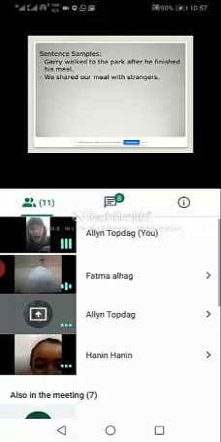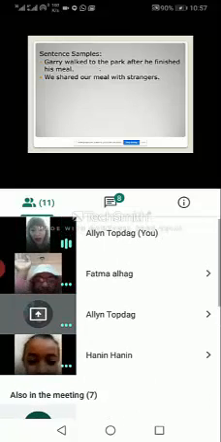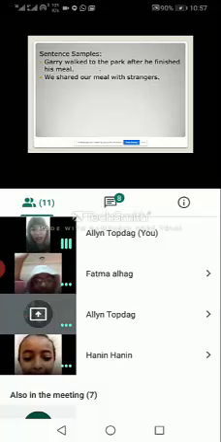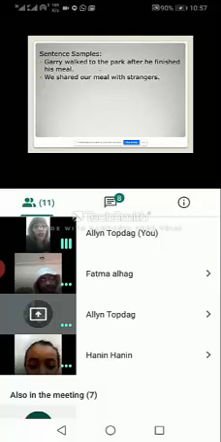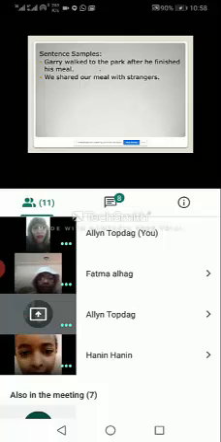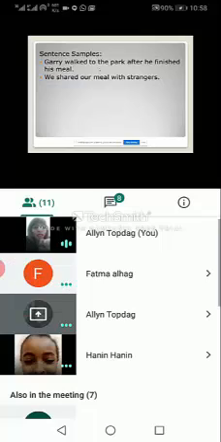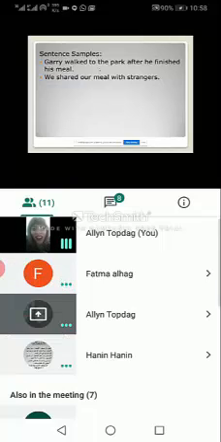Who can read the second sentence for me? Rahaf, okay. Who? Nihad? Nihad, okay. Nihad, read for us, number 2. We share our meal with strangers. Okay. Strangers. This word is strangers.